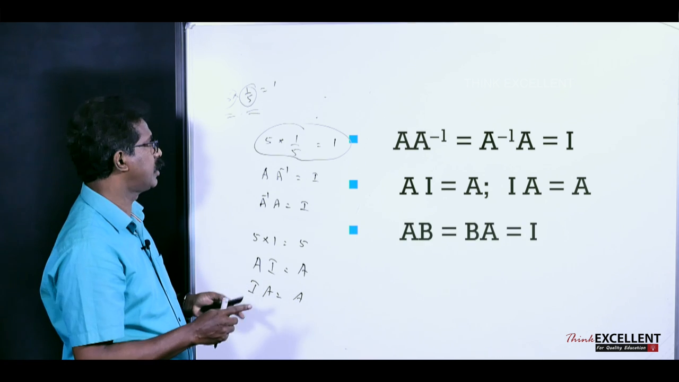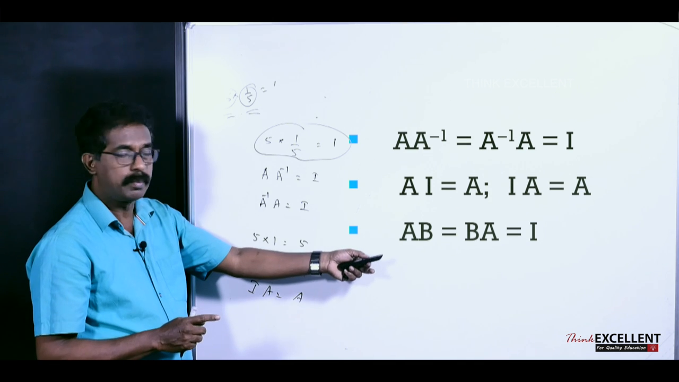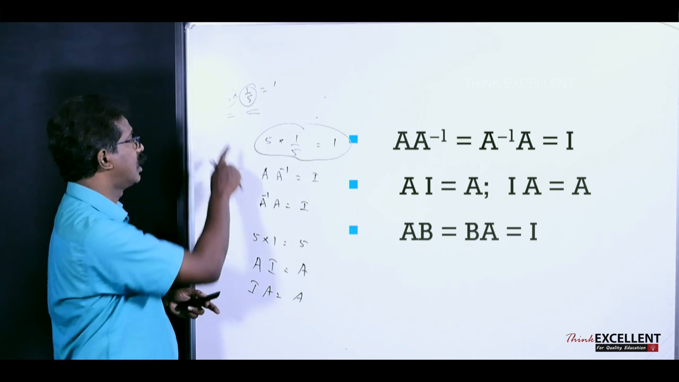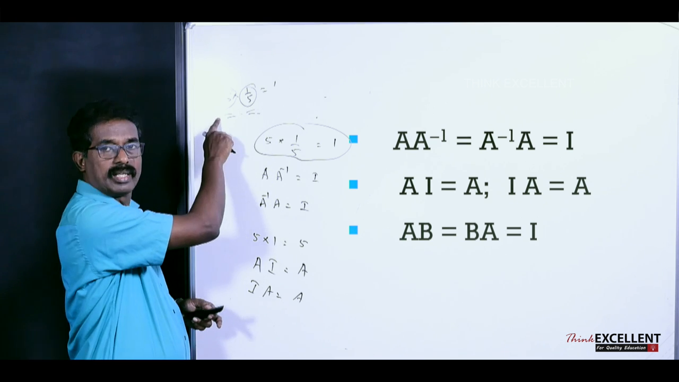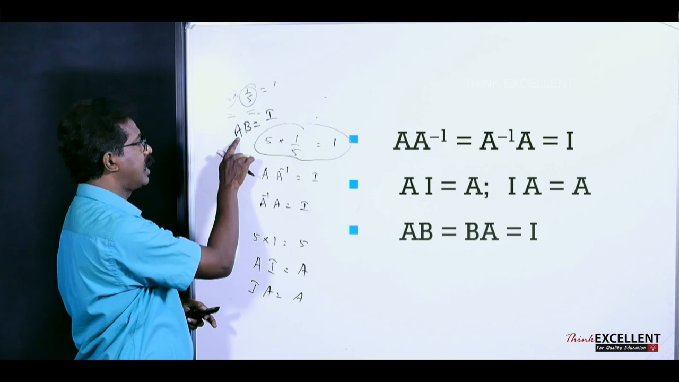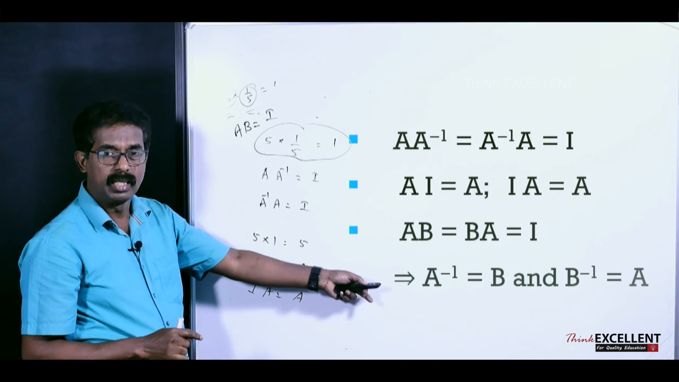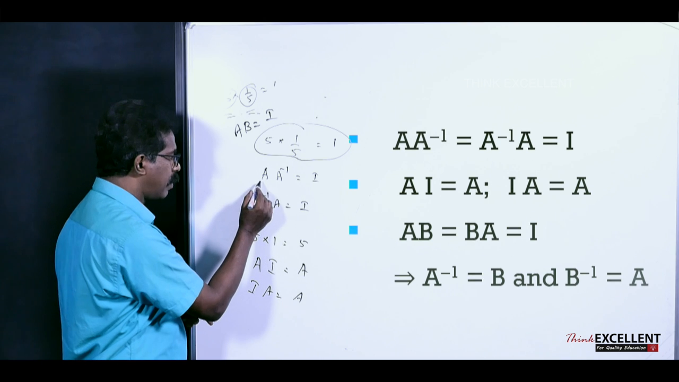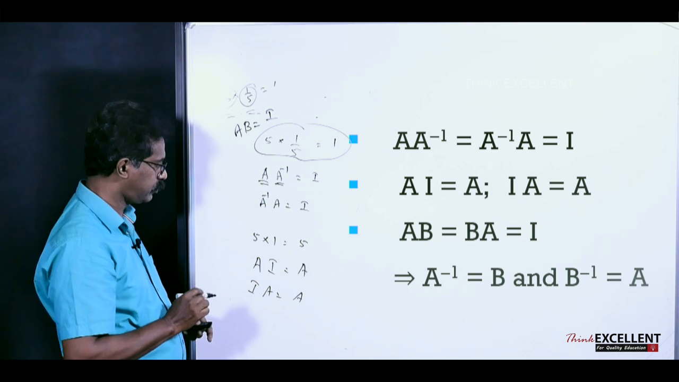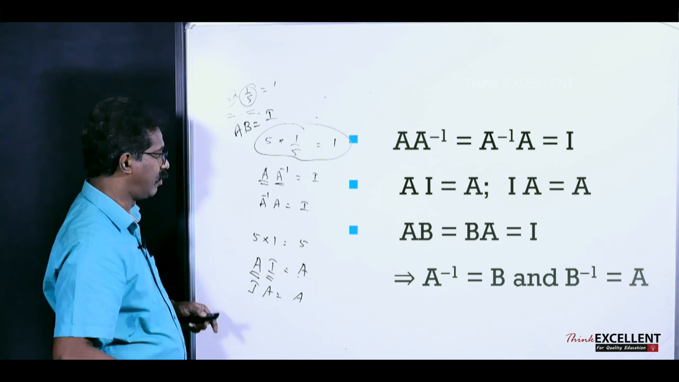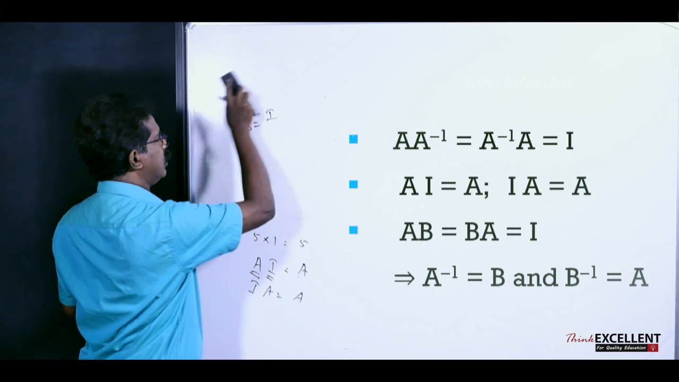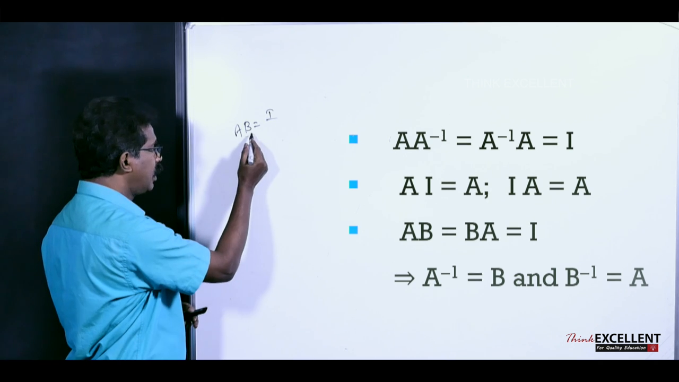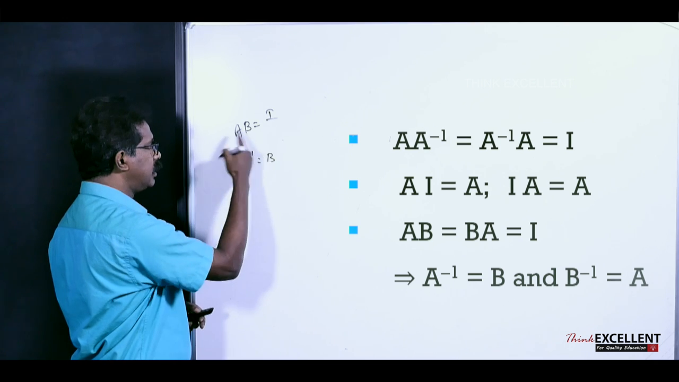And the third one: when you multiply two matrices, if your answer is I, listen, AB equal to BA is equal to I, meaning they are inverses of each other. Here, 5's inverse is 1 by 5, and 1 by 5's inverse is 5. So if AB is equal to I, then A's inverse is B and B's inverse is A. So A inverse is equal to B and B inverse is equal to A. These are very important properties. Remember, a matrix multiplied by its inverse, the answer is I. A matrix into I, the answer is the matrix itself. When you multiply two matrices, if your answer is I, then the matrices are inverses of each other.